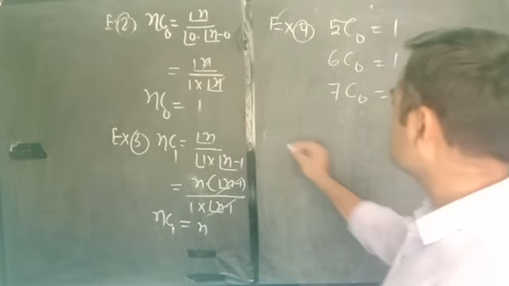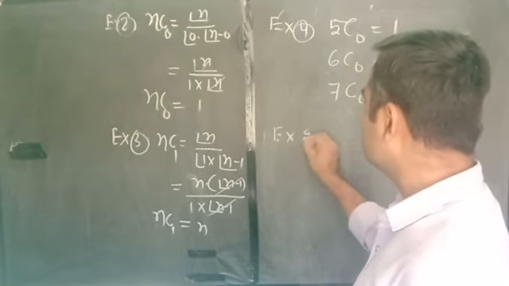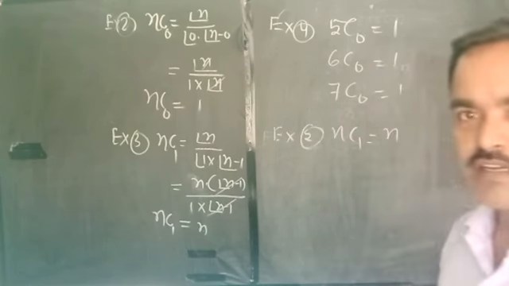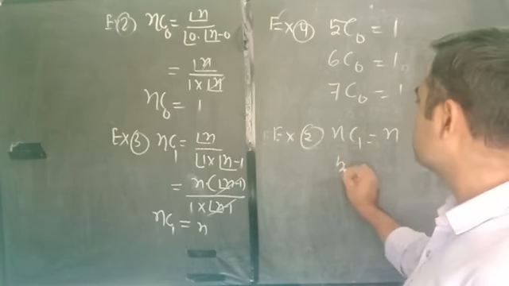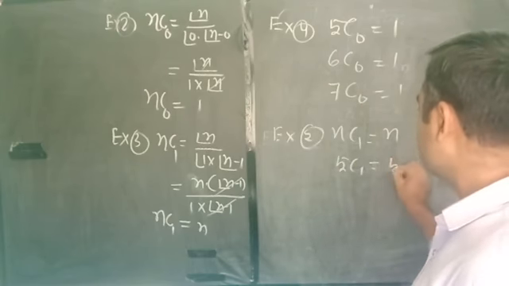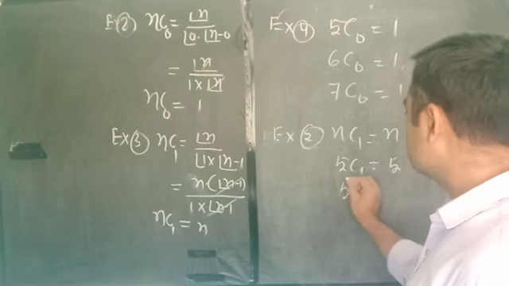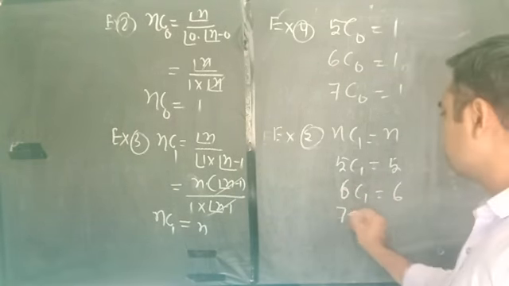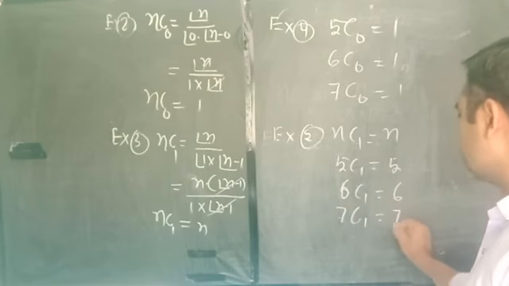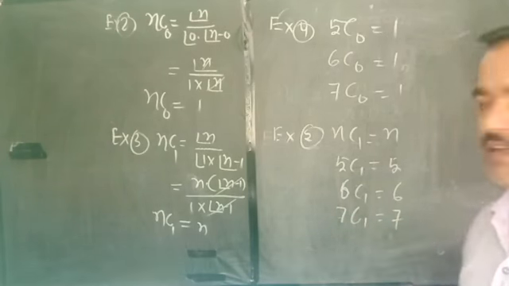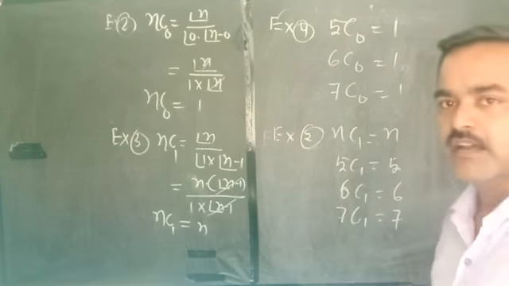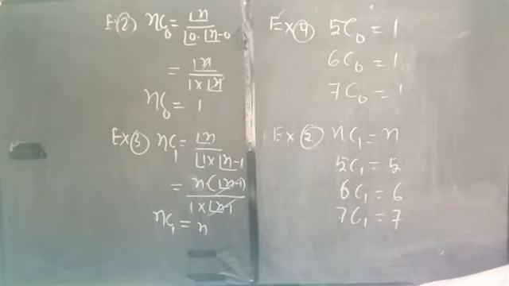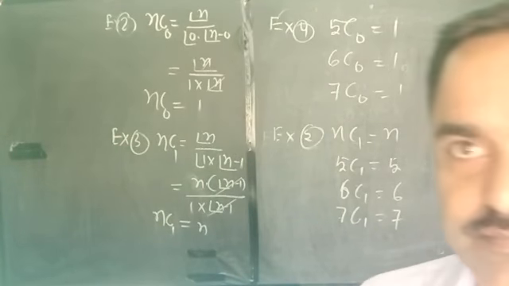But if I ask, for example, 5C1, you know nC1 equals n. So what is that? 5. 6C1 is 6. 7C1 is 7. So nC1 equals n. This is also a property of combination.